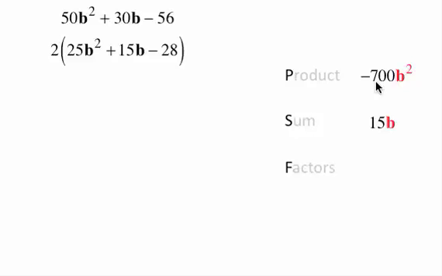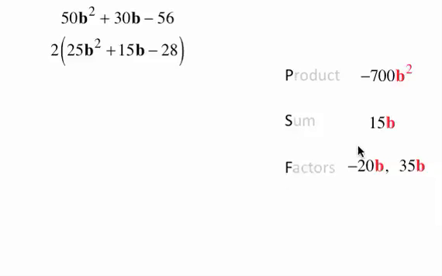Like 2 times 35 is 70. So 20 times 35 is 700. Notice the difference between them is 15. Okay, and whenever this is negative, we're looking for the difference that will give you the middle term, right? Because if it's negative, then the two numbers are going to have opposite signs, and if you add them together, you have to add two numbers that have opposite signs. It's like subtraction, right? That's difference.